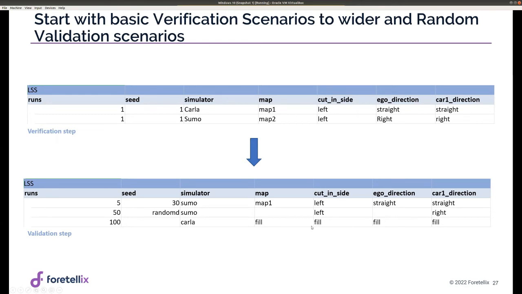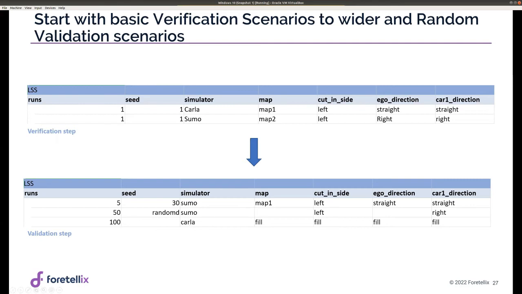So this one means try all the cut-in sides, which could be left or right, all the ego directions, left, right, or straight, and all the car one directions, which could also be left, right, or straight. So I can say fill in here, and what this fill does is go to the coverage, see what you've specified to be the goals, follow your directives, and complete the coverage goals that you just defined for the tool. But the point here is that this is more of a validation.